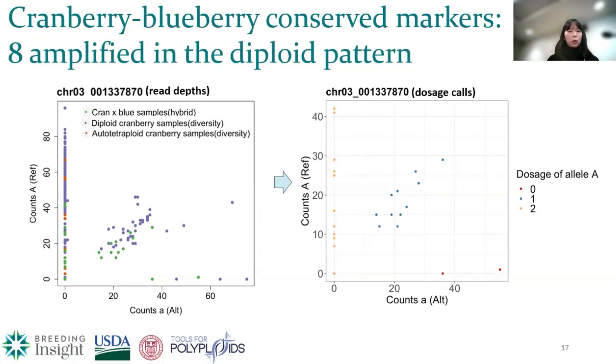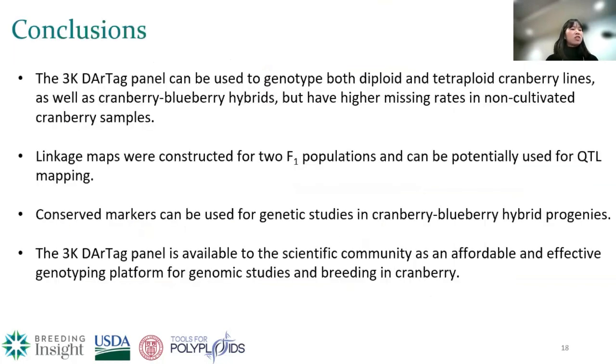Finally, I would like to conclude my research. The 3K DArTag panel can be used to genotype both diploid and tetraploid cranberry lines, as well as cranberry-blueberry hybrids, but has higher missing rates in non-cultivated cranberry samples. Also, linkage maps were constructed for two F1 populations and can potentially be used for QTL mapping. Conserved markers can also be used for genetic studies in cranberry-blueberry hybrid progenies.